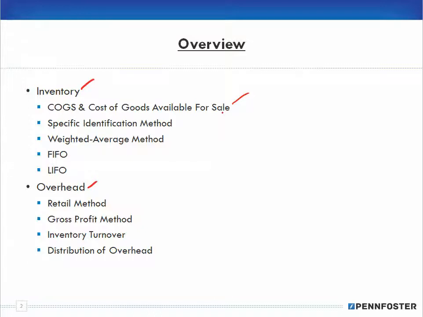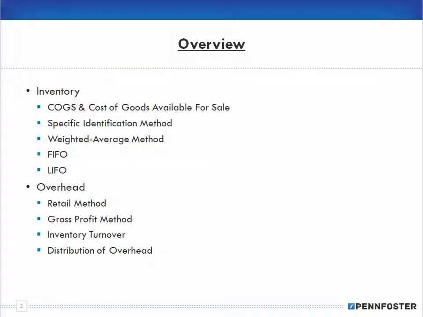But really, there's only 4 different methods of inventory valuation, and that's specific ID, weighted average, FIFO, and LIFO. And then after that, we'll talk about overhead, and we'll talk about a retail method, a gross profit method, inventory turnover, and the distribution of overhead. So that's what these videos, however many it takes, will cover.